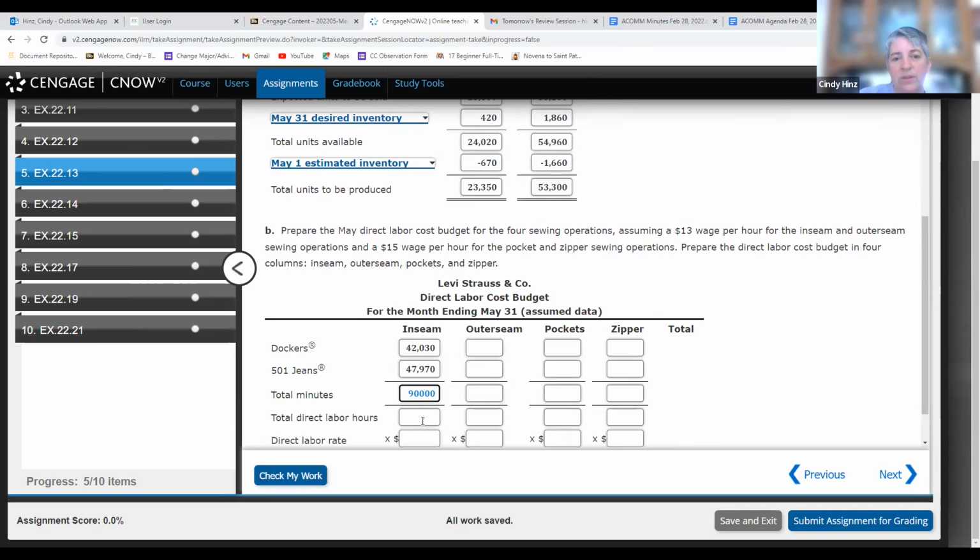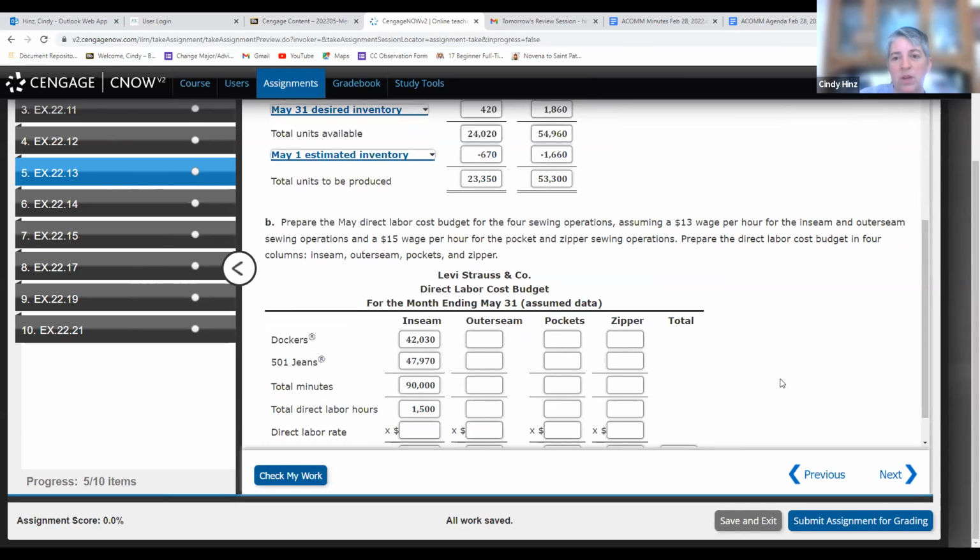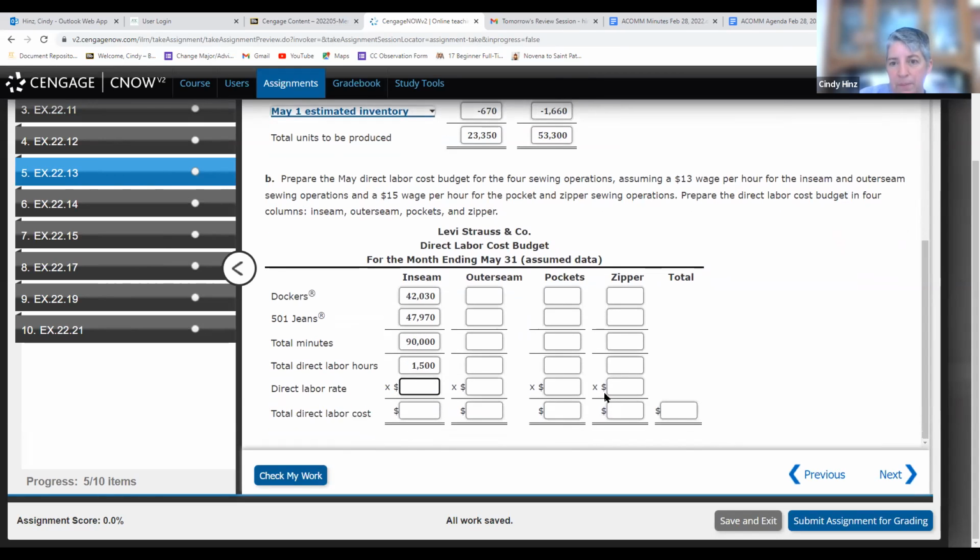Total of 90,000 minutes of inseam time. How many minutes per hour? 60. And so if we divide that by 60, we will get our total number of direct labor hours for the inseam operation. And we are told that the direct labor cost for inseam is $13 per hour.